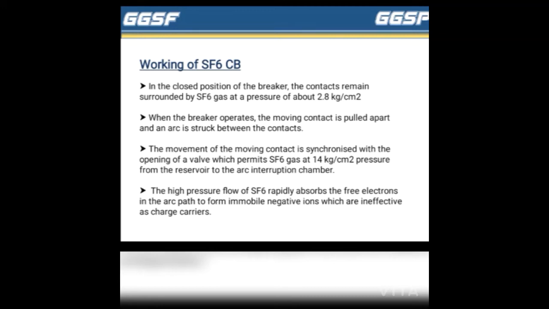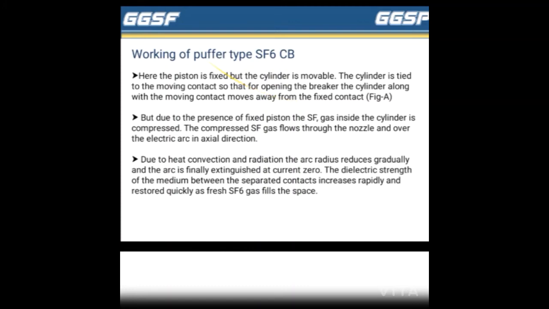When the breaker operates, the moving contact is pulled apart and an arc is struck between the contacts. The movement of the moving contact is synchronized with the opening of the valve, which permits SF6 gas at 14 kg per centimeter square pressure from the reservoir to the arc interruption chamber. The high pressure SF6 rapidly absorbs the free electrons in the arc path to form immobile negative ions, which are ineffective as charge carriers.